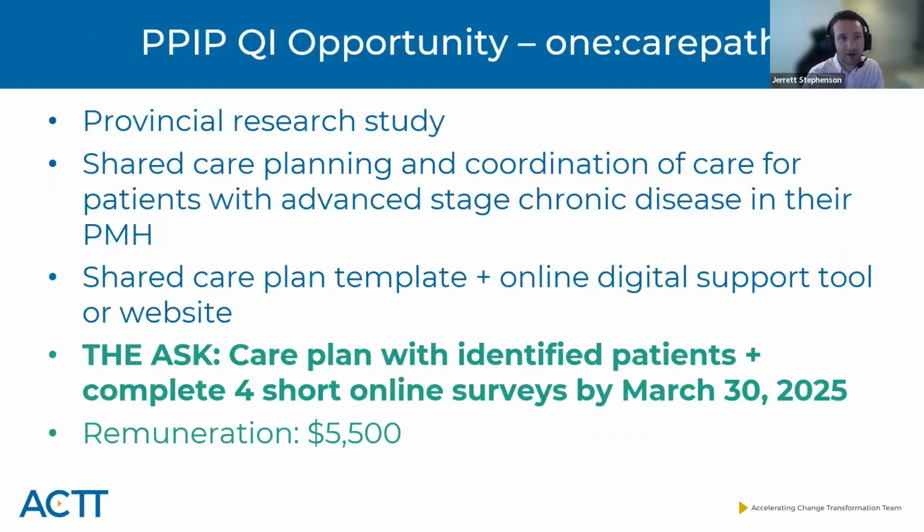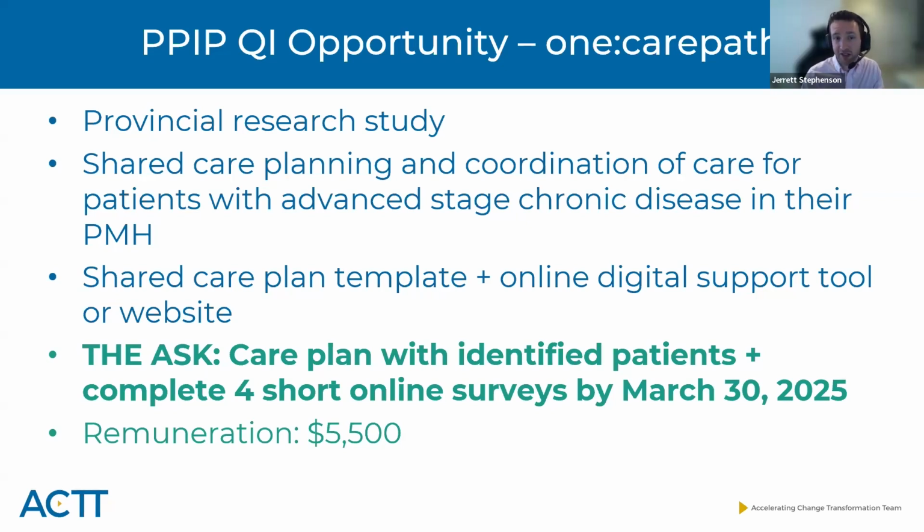An additional one here: there is a study called One Care Path. It can be used as one of your QI opportunities. This is a provincially funded research study using tools that have been developed to support care planning for patients with advanced stage chronic diseases while they're still in their medical home, in a place where you'd be getting longitudinal family physician care.